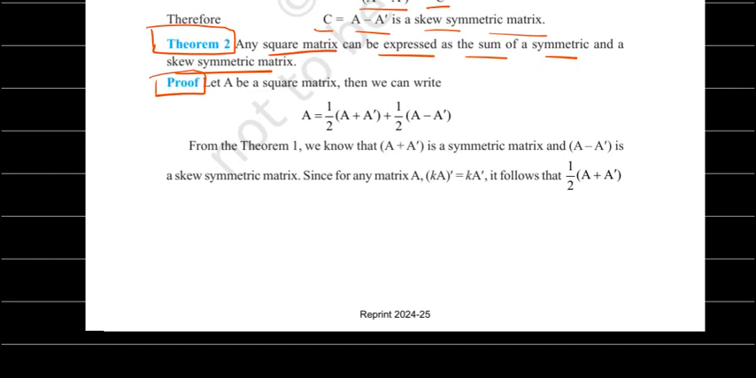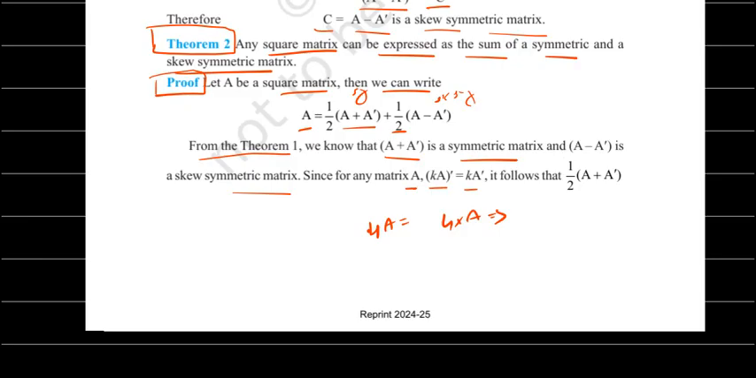Let A be a square matrix, then we can write A is equal to half of A plus A dash, a symmetric matrix, and half of A minus A dash, a skew symmetric matrix. From theorem 1, we know that A plus A dash is symmetric and A minus A dash is skew symmetric. Since for any matrix A, kA dash will be equal to k A dash, it is a scalar multiplication. If they have given 4A, we will multiply 4 into that given matrix. If they have given 4 into A whole dash, the 4 will remain the same and we apply the transpose only on the given matrix A.